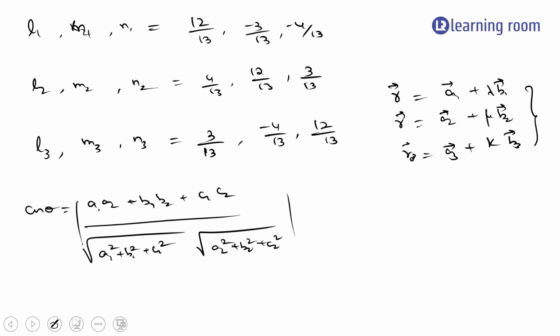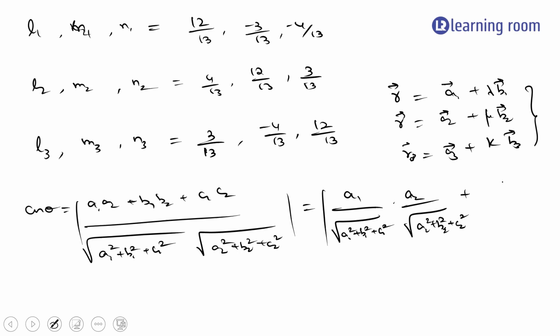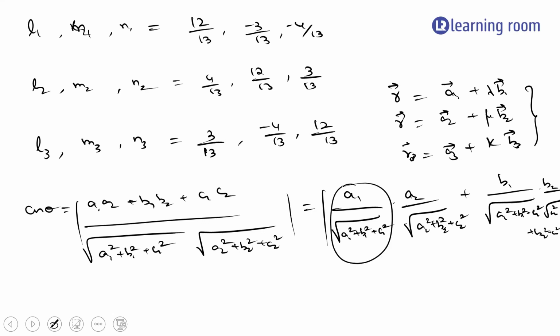Now if you see, can I write this as A1 by root of A1 square plus B1 square plus C1 square, into A2 by root of A2 square plus B2 square plus C2 square? Guys, listen to this carefully. Plus B1 by root of A1 square plus B1 square plus C1 square, into B2 divided by root of A2 square plus B2 square plus C2 square. Can I write it like this? Similarly, I write C1 by something. So what is A1 by root of A1 square plus B1 square plus C1 square?